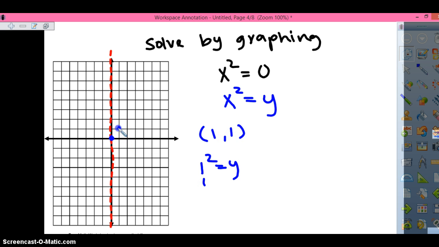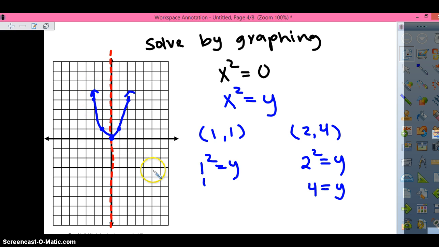We can plot this point. We can mirror it to the other side. If x equals 2, what would y equal? 2 squared equals y. So 4. Can we mirror this point to the other side? And we have enough points for our parabola.